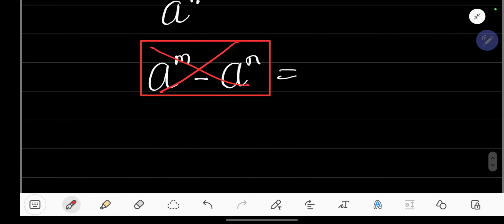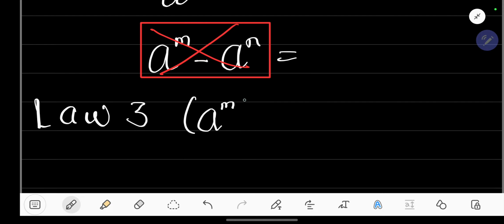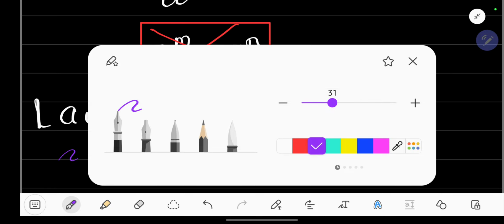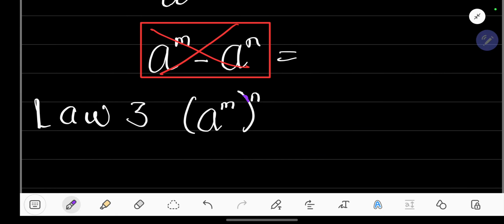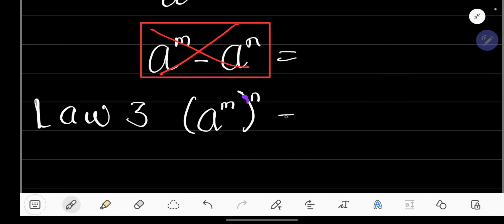Now let's quickly go to law 3. Law 3 is simply when you have a to the exponent m, to the exponent n. Remember that this power of a power means multiplication of the exponents, so this part is the same as m times n. If you have something like this, you can write it as a exponent m times n.